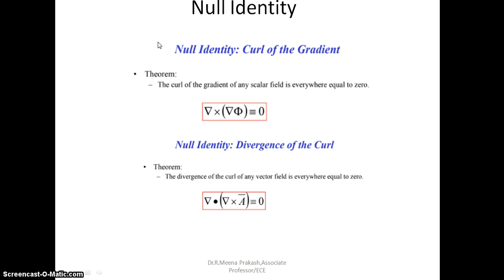We can prove this. If you have a rotational field, then the divergence of the rotational field is 0. Then if there is a gradient, the curl of the gradient is also 0.